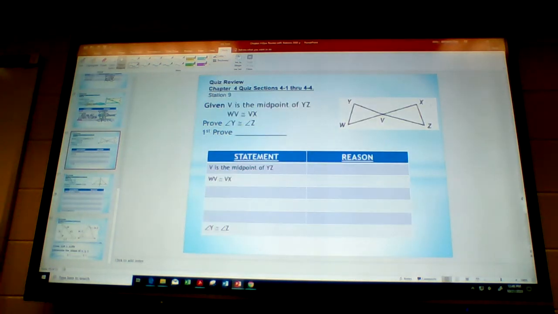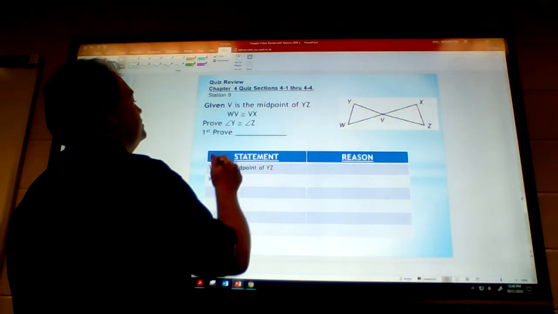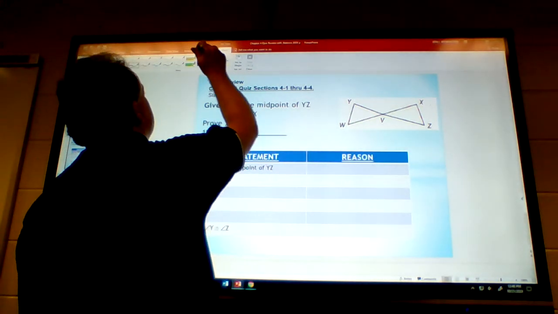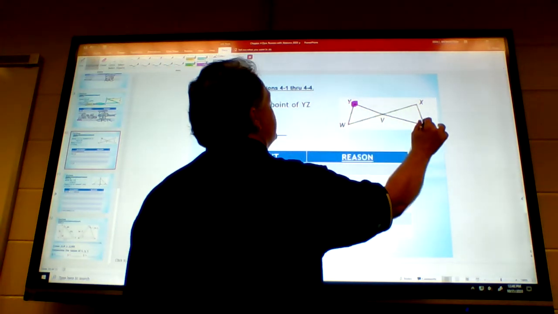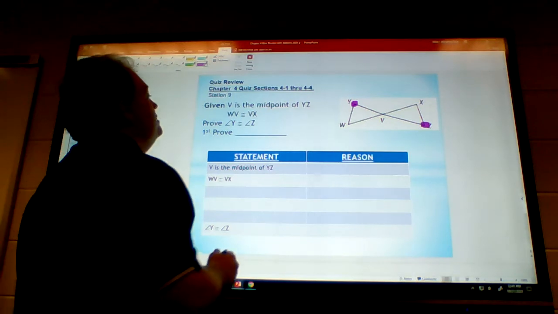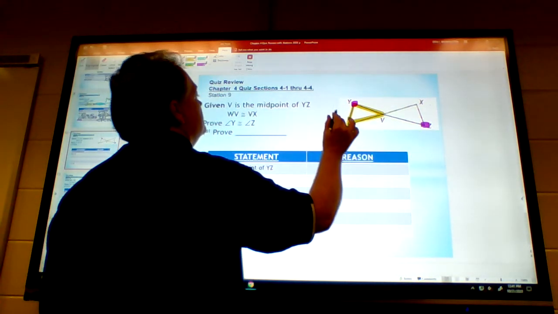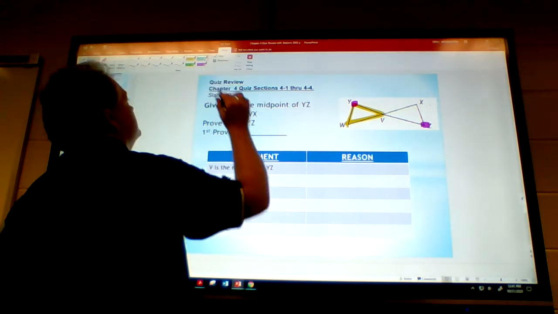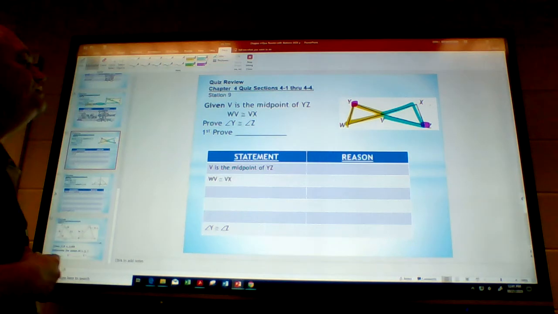All right, now I'm going to go through this one again. Here's what I'm trying to prove: that angle Y right there is congruent to angle Z. To do so, I must first prove that this triangle right here is congruent to this triangle right here. So I'm trying to prove that those two triangles are congruent.